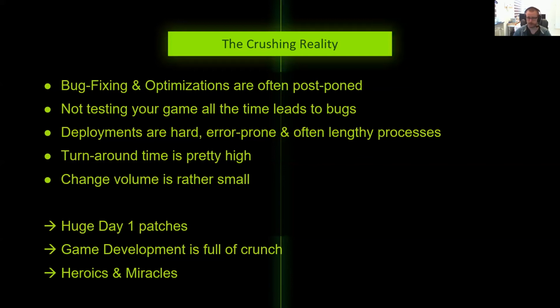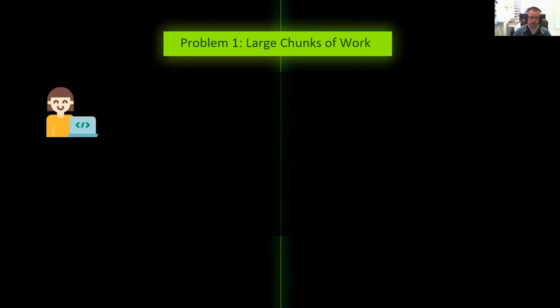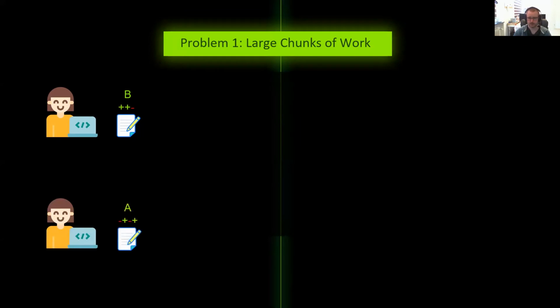The first problem is working in large chunks. So imagine the following situation. We have 2 developers on our team. The first developer writes some code in file B. They add a few lines of code, they remove a few lines of code, and so does another person on our team on a different file, maybe, or maybe it's even the same file.